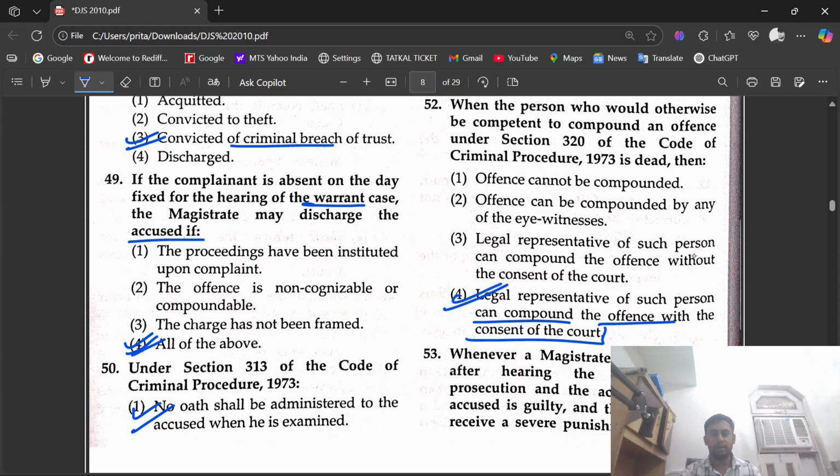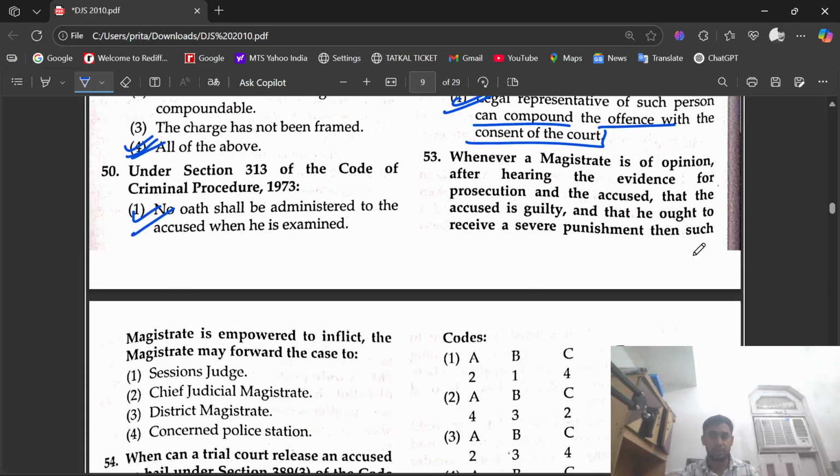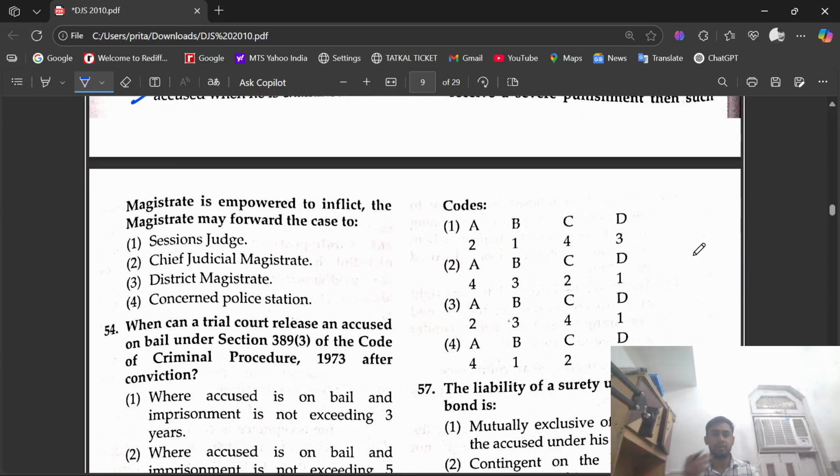Question number 53. Whenever a magistrate is of opinion, after hearing the evidence for prosecution and the accused, that the accused is guilty and that he ought to receive a severe punishment, then such magistrate is empowered to inflict. The magistrate may forward the case to: session judge, chief judicial magistrate, district magistrate, concerned police station. This is certainly not it. The answer to 53 is the second, Chief Judicial Magistrate.